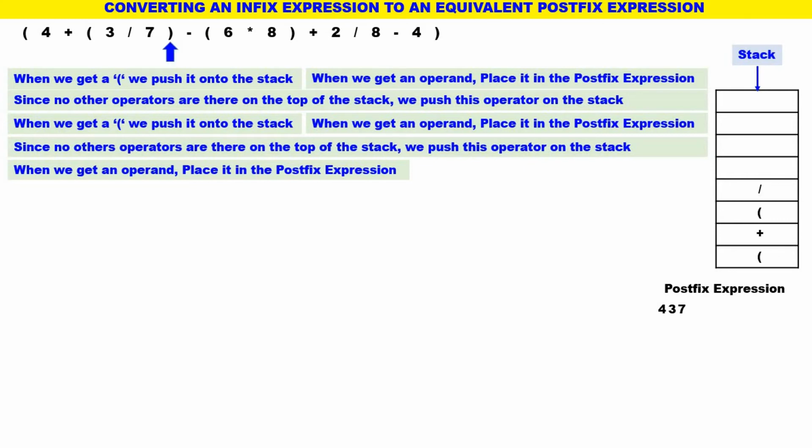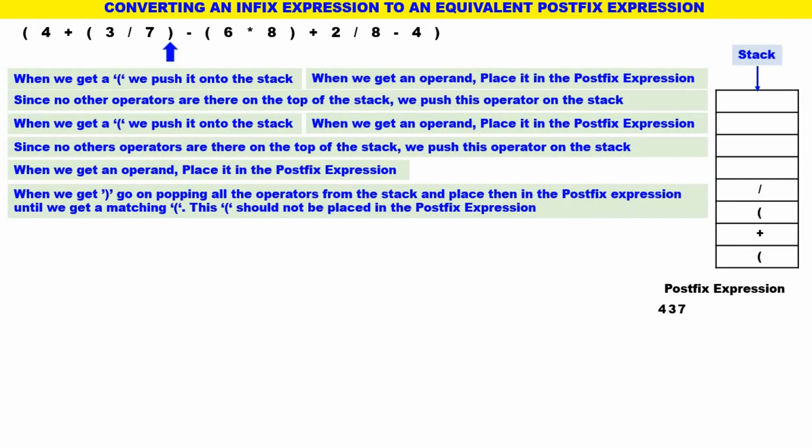What is the next symbol? Right parenthesis. First time we are coming across a right parenthesis. So what should be done when we get a right parenthesis? Read this statement carefully. When we get a right parenthesis, go on popping all the operators from the stack and place them in the postfix expression until we get the matching left parenthesis. After that, this matching left parenthesis should not be placed in the postfix expression.